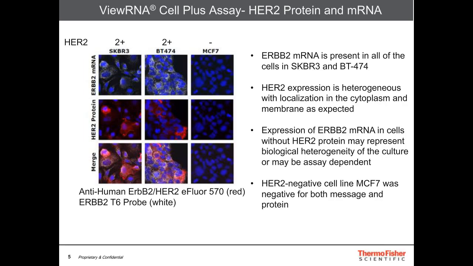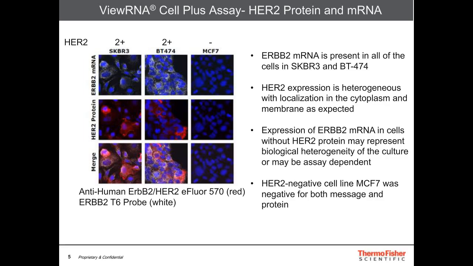In this case, the SKBR3 and the BT474 lines, which are both classified as like a 2+ HER2 line, and then the MCF7 line, which is HER2 negative. And we went ahead and we looked for expression of ERB2 mRNA, HER2 protein in the center row, and the merged image is shown in the bottom. So the ERB2 mRNA is shown in white, and we can see that there's very consistent expression of the ERB-B2 mRNA in the 2 cell lines that are reported to express HER2 protein. And we do not see any expression in the MCF7 cell line.